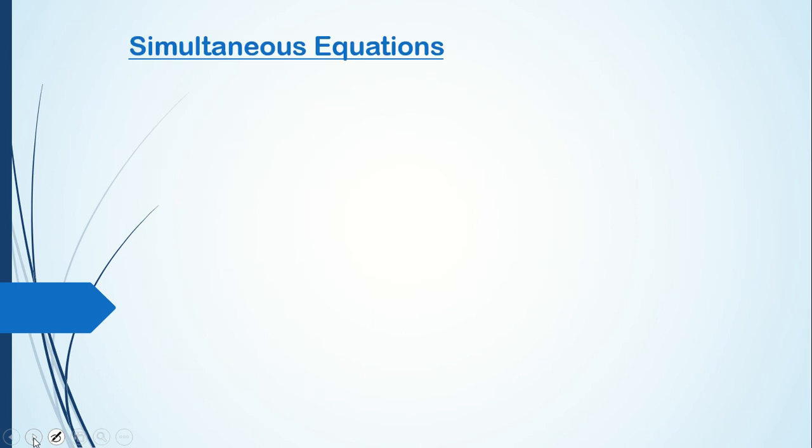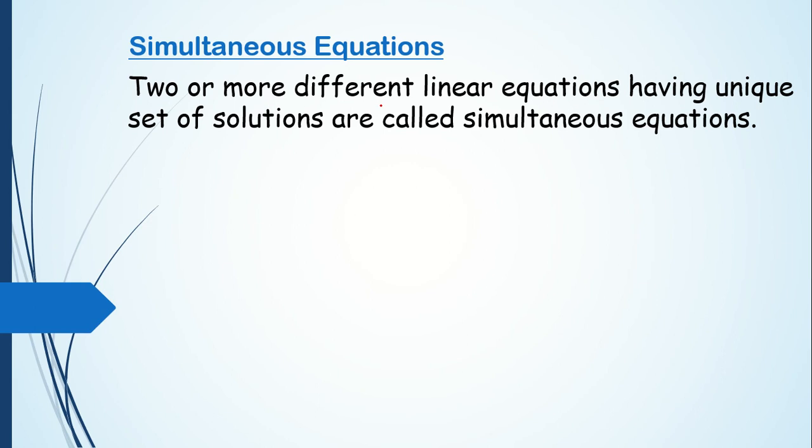Now, what is the meaning of simultaneous equations? Two or more different linear equations having a unique set of solutions are called simultaneous equations. For example, x plus y is equal to 4 and 2x minus 5y is equal to 1. If you take these two together, this is called a system of simultaneous equations. Now, if you try to find the solution for x and y here, you will find one unique value for x and y that will satisfy both the equations.